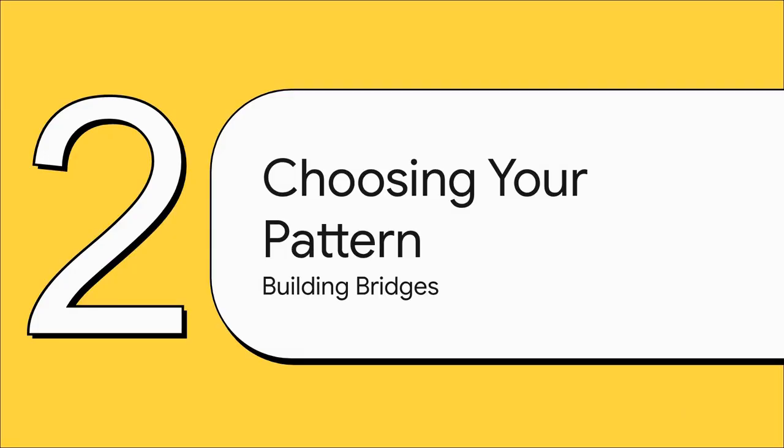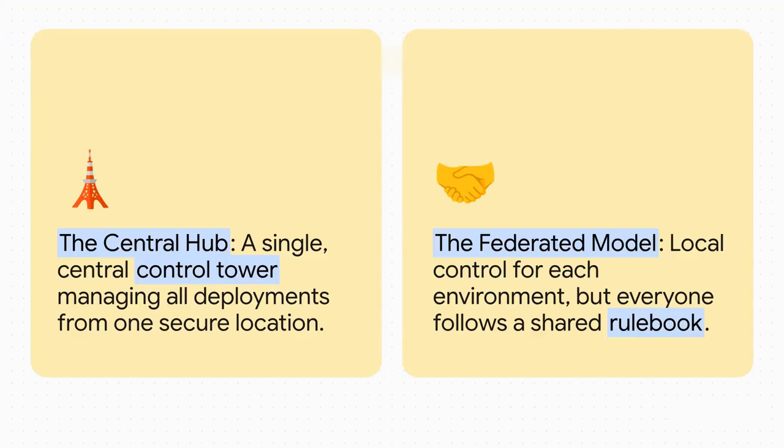The fix is to actually stop and choose a deliberate architectural pattern. There are structured, proven ways to build bridges between these subscription islands. So let's explore the two main ways you can do this. So you're basically at a fork in the road here. On one side, you can build a central control tower, a single pipeline hub that manages literally everything. Or you can go with a federated model, where each environment has its own local control, but they all have to follow a shared rulebook.